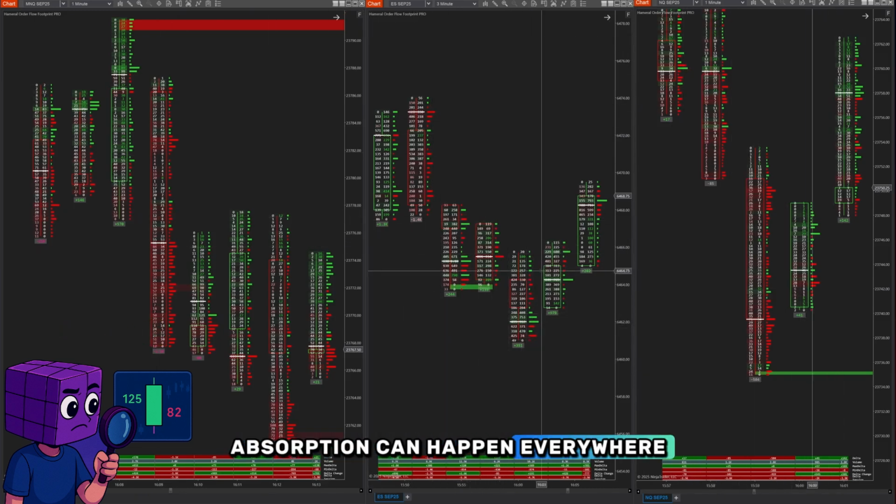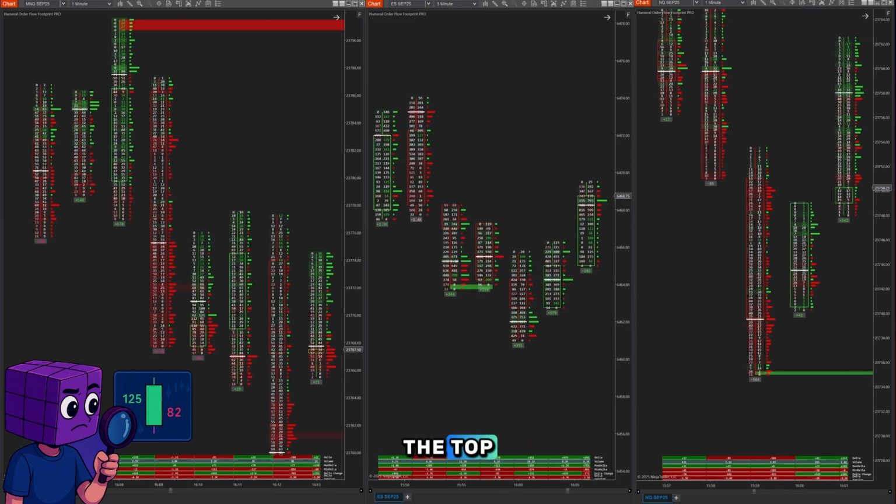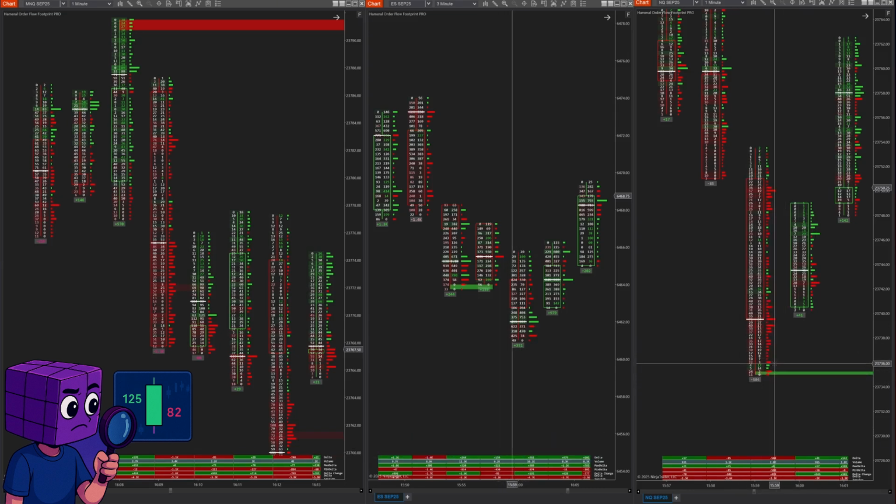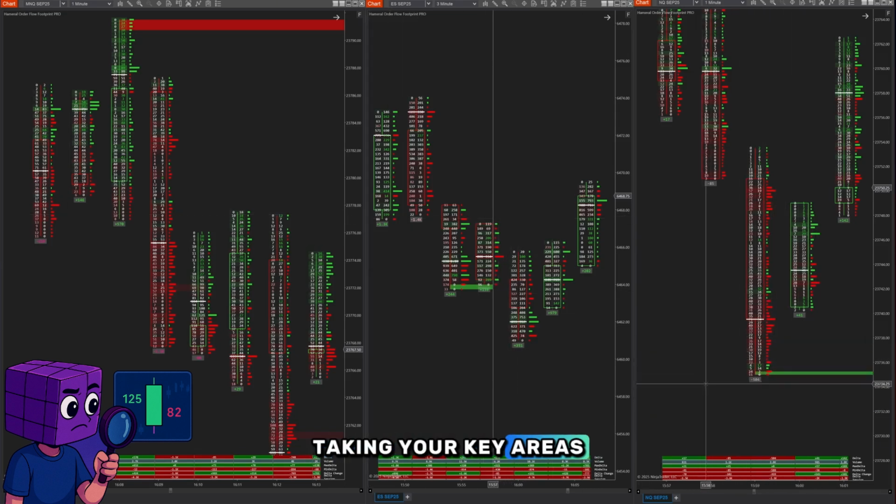Absorption can happen everywhere in the candle, at the bottom, at the top, in the middle, and so on. And also in different market conditions, at resistance zones, at support zones, in the middle of the structure, and so on. But not all absorptions are useful for making trade decisions. If you want to trade based on absorption, you need to focus only on high probability zones. That means you are taking your key areas, and if you have an absorption in your key area, that can be another confirmation that the price can move in the direction you want.